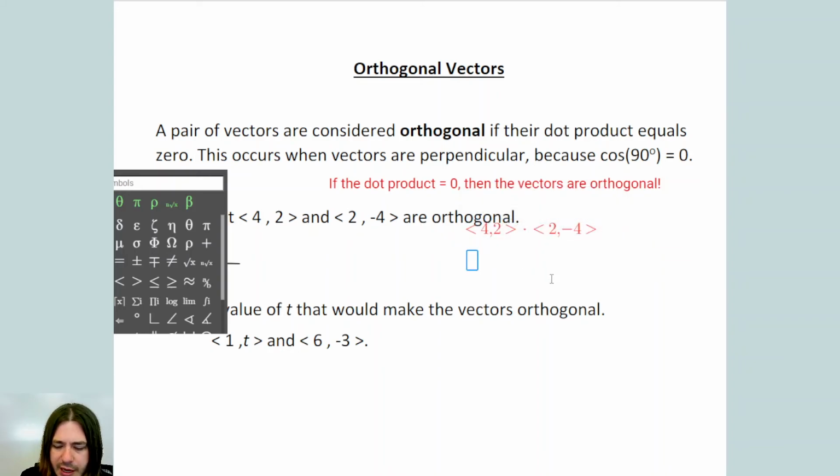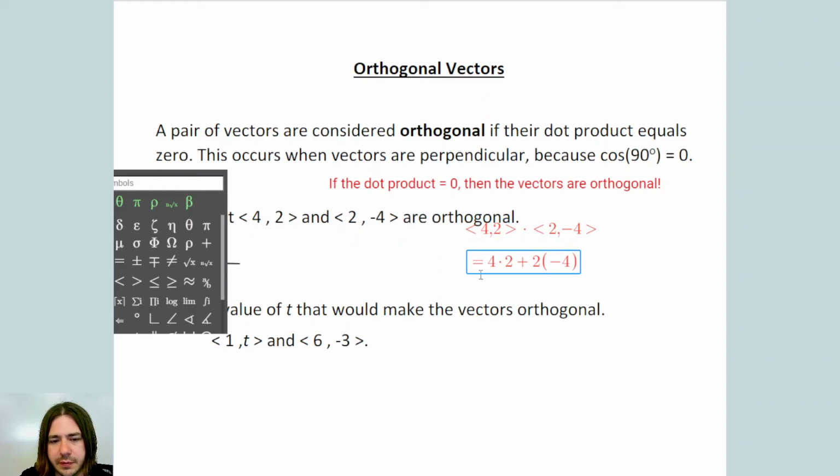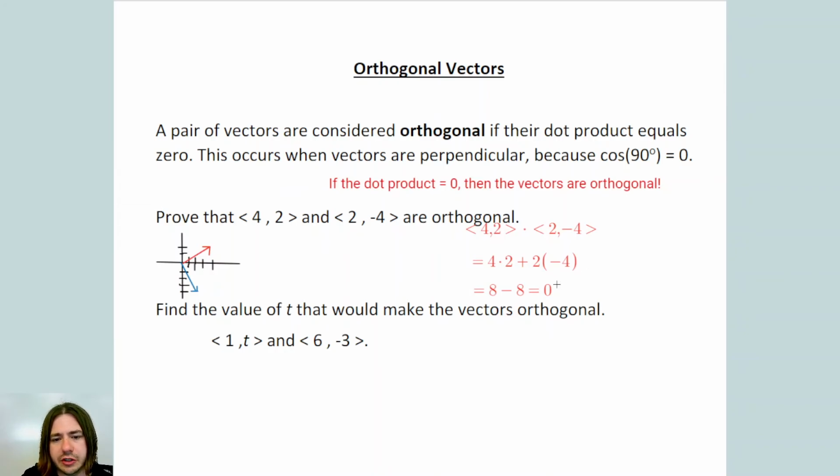So to calculate the dot product, we have 4 times 2, which is the product of the horizontal components, plus 2 times -4, which is the product of the vertical components, and we'll add those together. So 4 times 2 is 8. 2 times -4 is -8, and 8 minus 8 is 0. So what we've done is proved, rather, that these two vectors are in fact orthogonal.